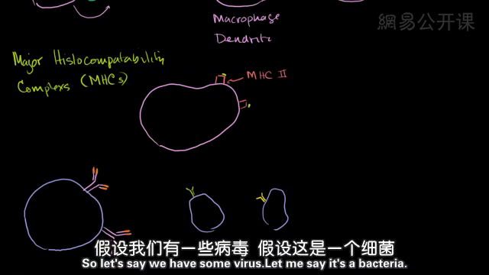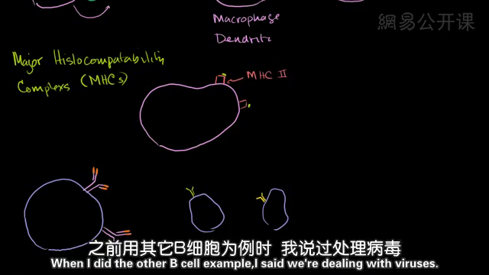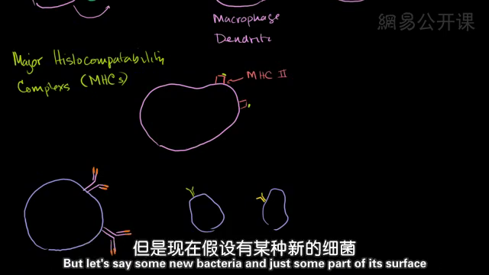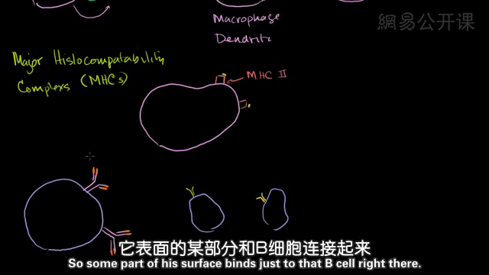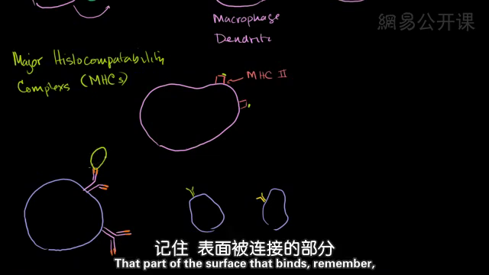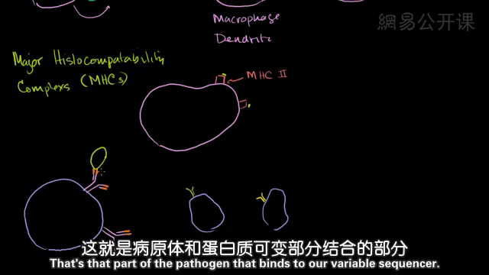So let's say we have some bacteria. When I did the other B cell example, I said we're dealing with viruses. But let's say some new bacteria, and just some part of its surface happens to bind only to this B cell, because this B cell has just the right combination. So some part of its surface binds just to that B cell right there. And that part of the surface that binds, remember, was called the epitope. That's the part of the pathogen that binds to our variable sequence there.